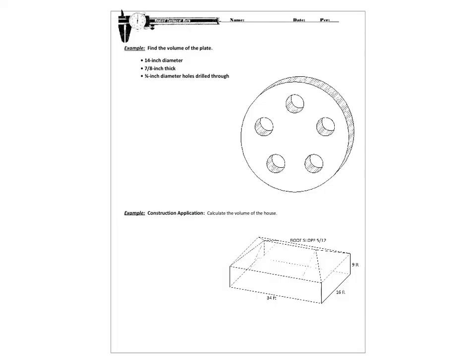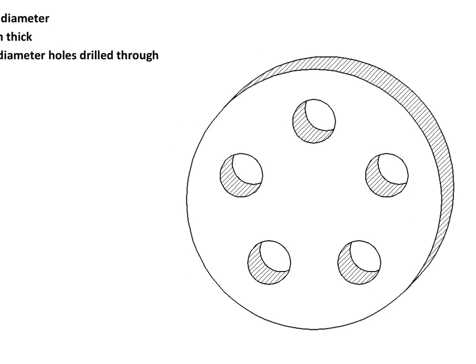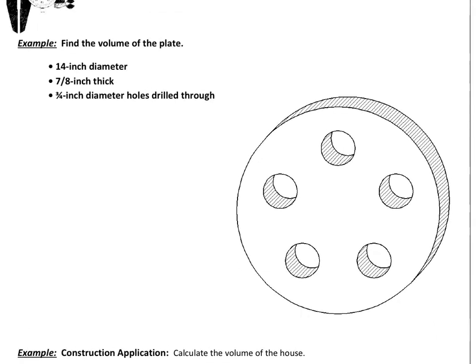So now we want to find the volume of this plate here, a disc with some holes cut in it. It's got a 14-inch diameter, which means our radius is 7. And it's 7/8 inch thick, so that's going to be our height. We're going to think of this as a prism. The top and the bottom are this shape right here that has a big circle with little circles in it. The top and the bottom are the same.